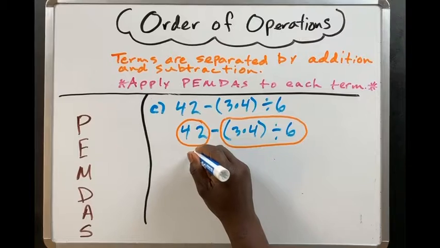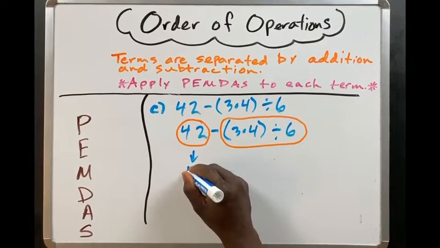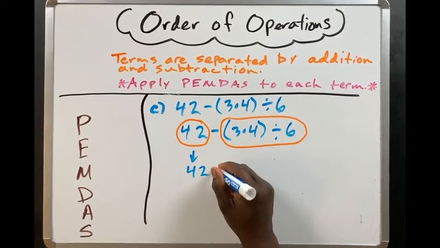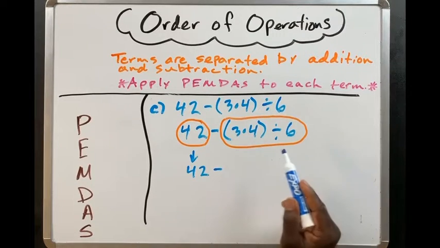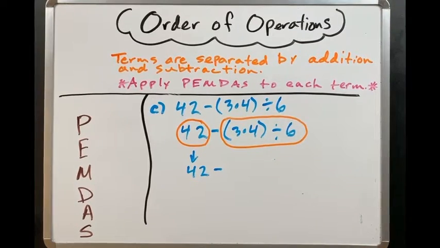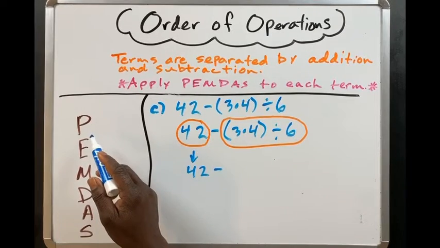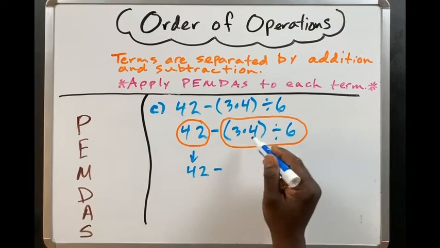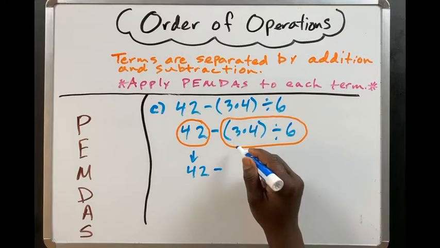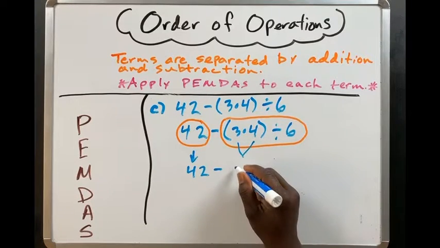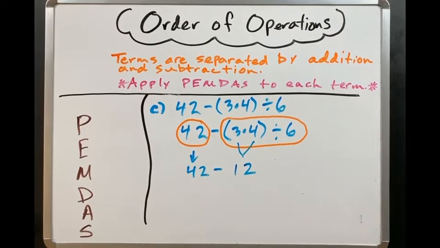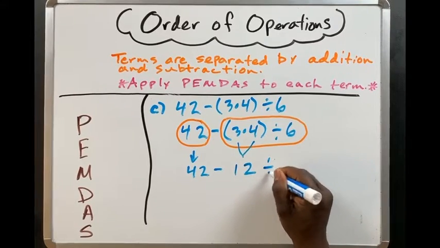Bring down the 42 in the first term. There's nothing to do with that. Bring down your subtraction symbol, but look at this. We have parentheses, multiplication, and division. According to PEMDAS, what do you do first? P, you do what's in parentheses first. Okay? So in that regard, 3 times 4 is going to give me 12. Very good. Bring down the divided by 6.